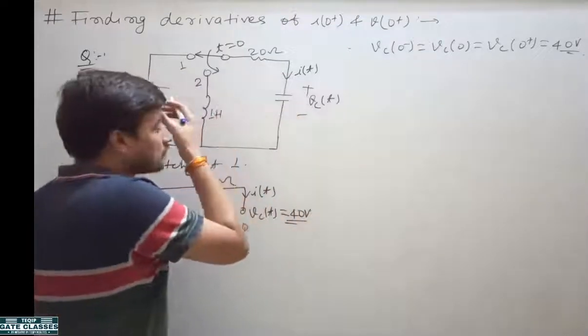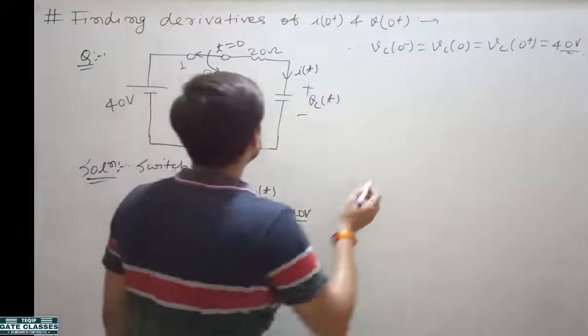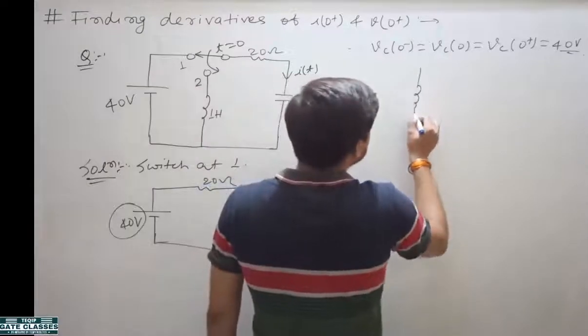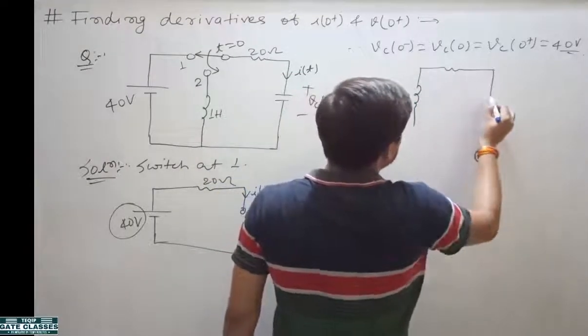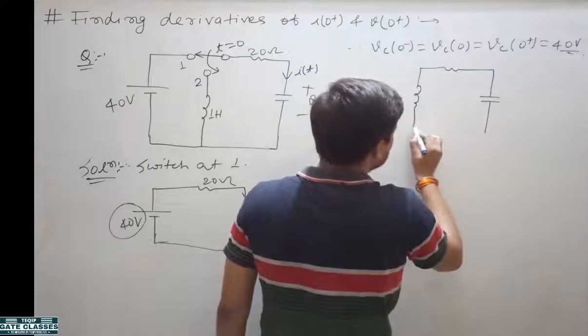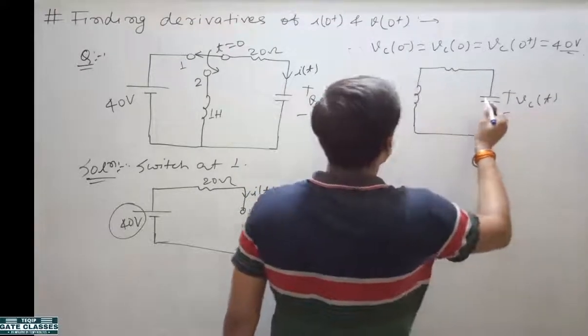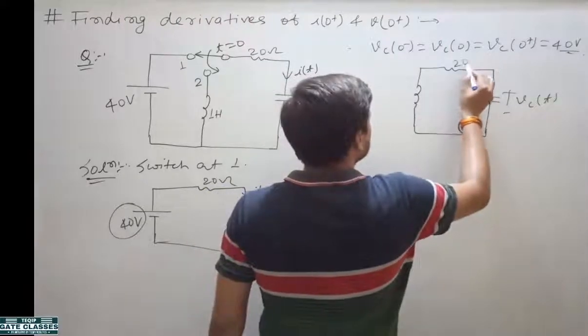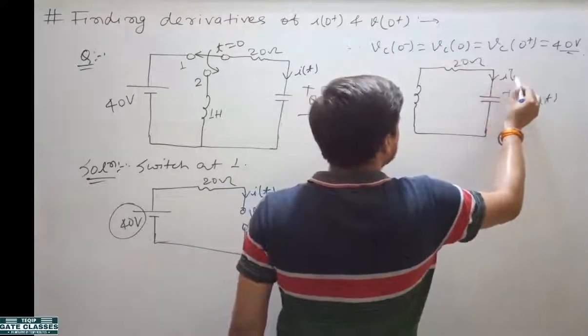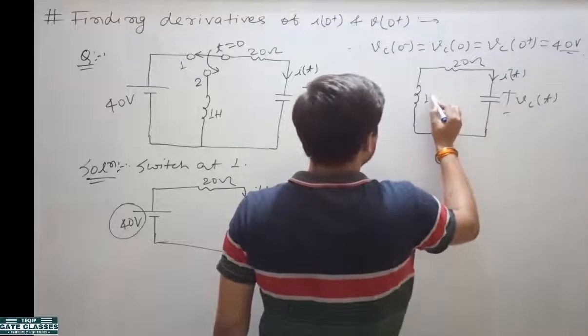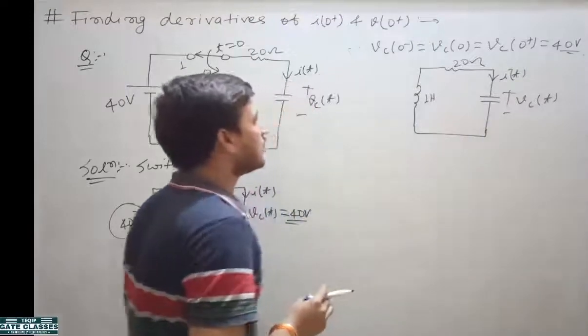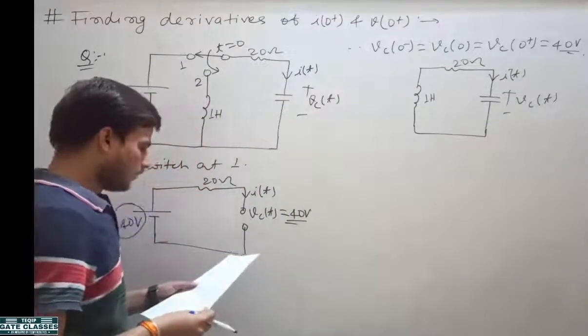Now the switch has been moved to position 2, so we will redraw the circuit. Now the circuit will be like this. It was v C t and it is equal to 40 volt initially, 20 ohm. Current is i t. Here it is 1 henry.